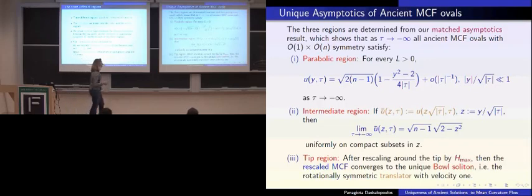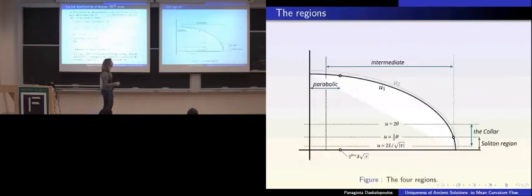Okay, I don't think this is so important. We will get into more detail. These are the regions that I talked to you about: the parabolic region, the intermediate region, and then the tip region, which unfortunately we have to deal with a little bit separately. You have the soliton region, which corresponds to where you see exactly the soliton, compact sets on the soliton in the new scale. And the region that creates problems is the region in between, where you have arbitrarily large sets near the soliton.